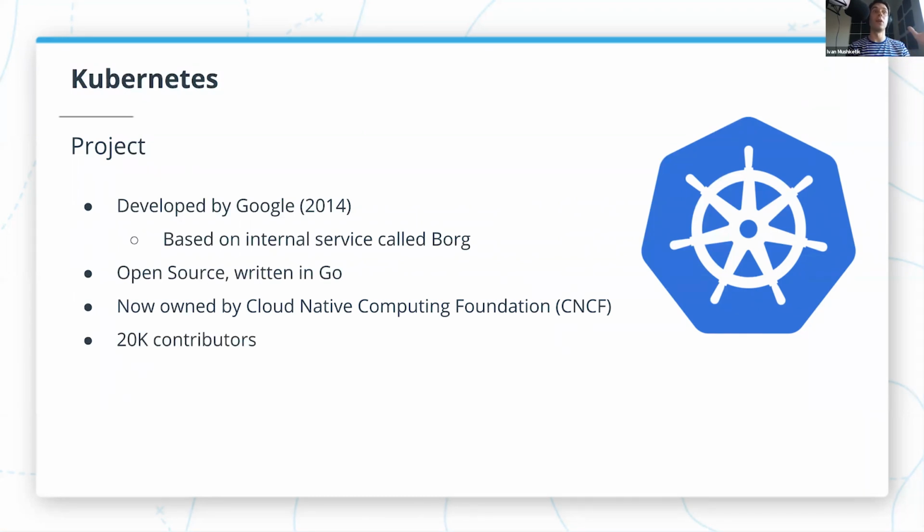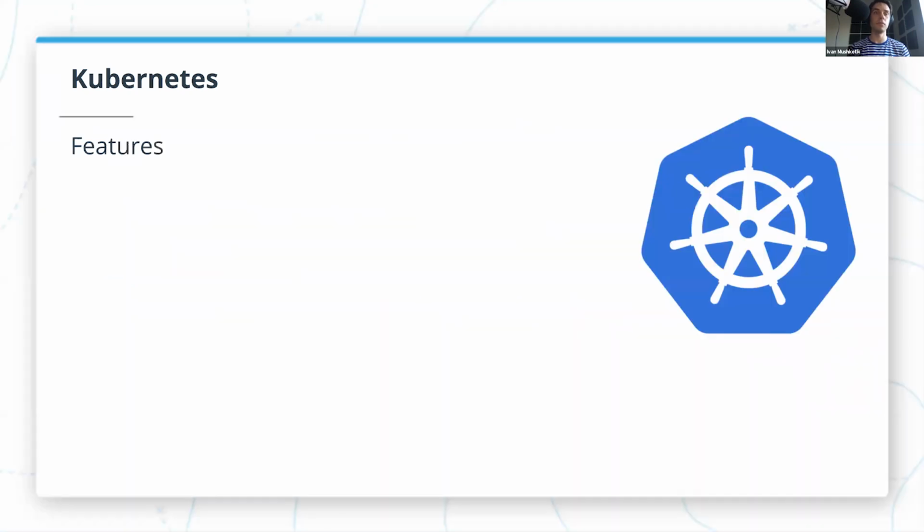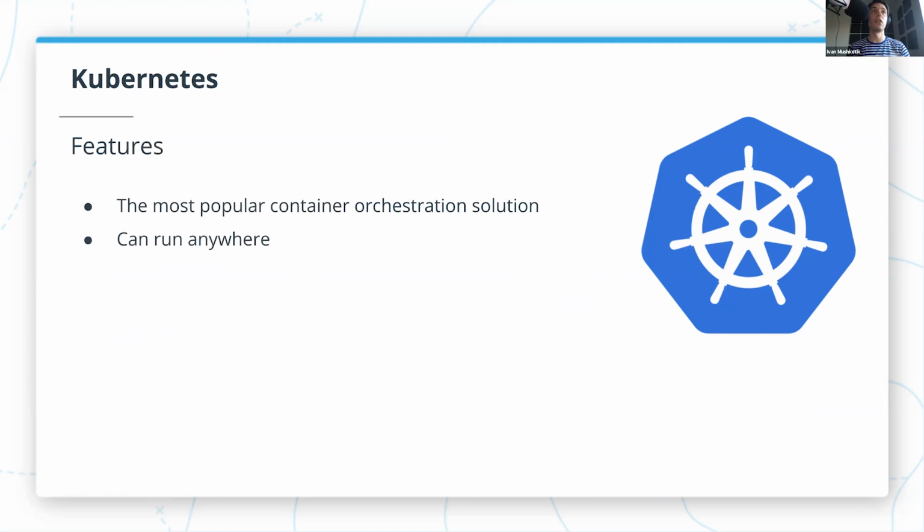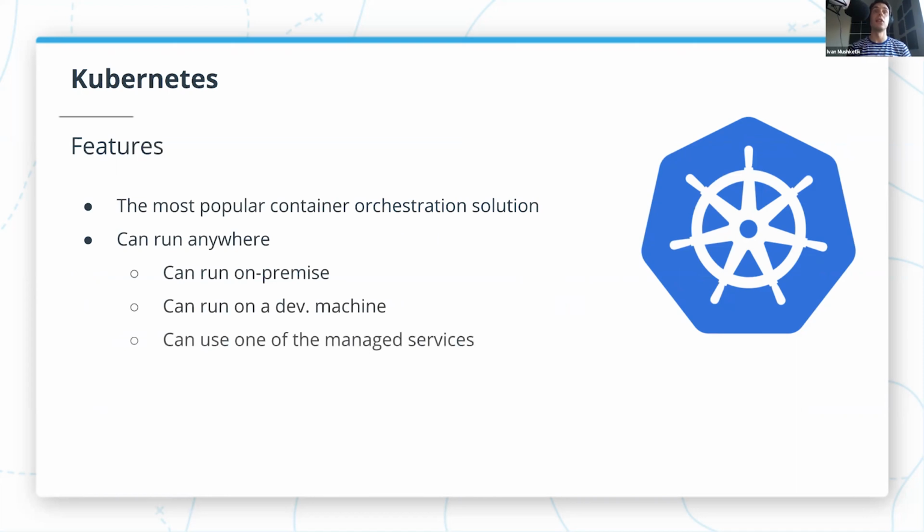There are over 20,000 contributors to Kubernetes, including companies like Red Hat, Microsoft, VMware, and so on. Now, Kubernetes is by far the most popular container orchestration platform, and you can run applications with Kubernetes anywhere. You can run them on-premise, you can run them on your development machines, and you can use one of the managed services that allows us to run applications in the cloud using Kubernetes. And this will allow us to simplify deployment, configuration, and maintenance of our applications, and you will see how that works in just a minute.